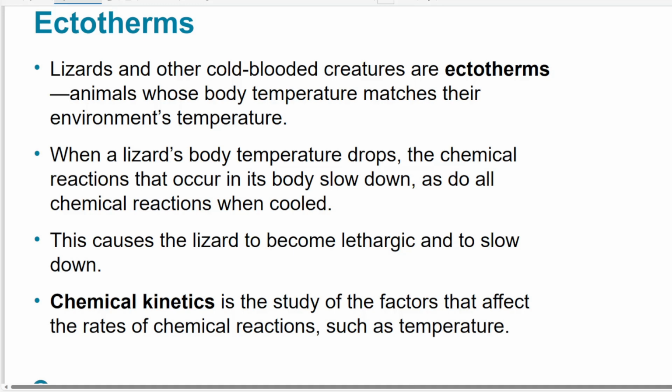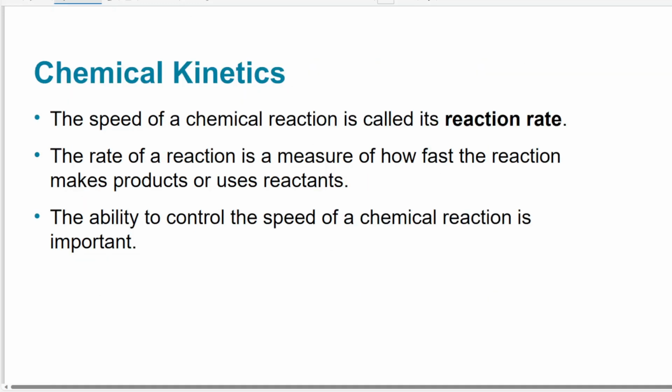In this chapter, we'll see how different factors affect the rates of chemical reactions, things such as temperature and concentration, and that'll help us understand the topic of chemical kinetics. Chemical kinetics is the speed of a chemical reaction. It's also called its reaction rate. The rate of a reaction is a measure of how fast the reaction makes products or uses up reactants.